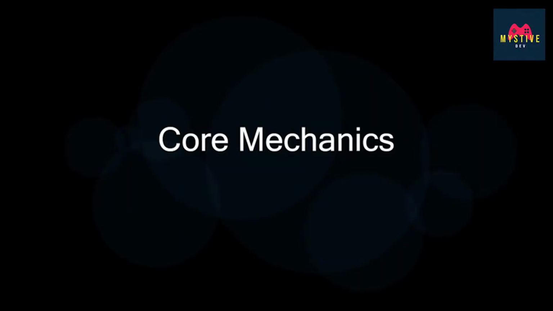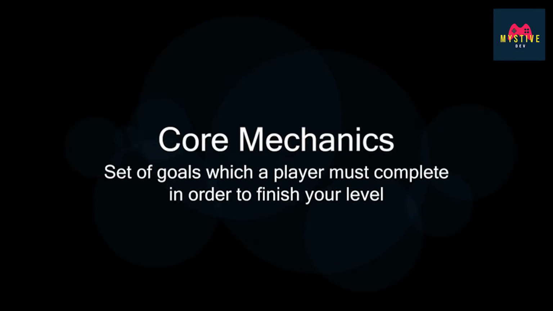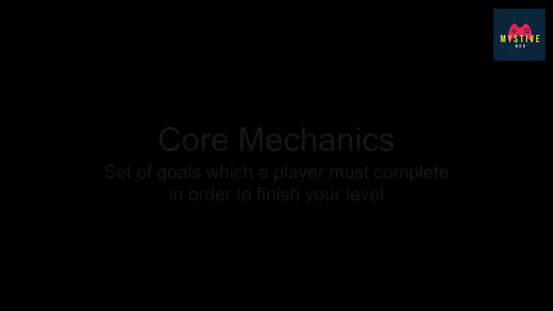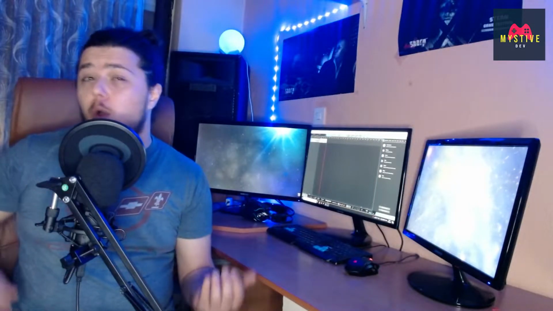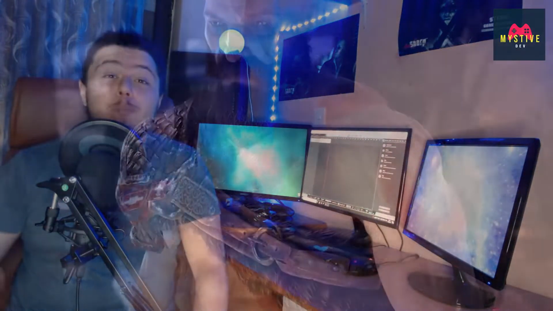The first thing we're going to talk about is your core mechanics. Core mechanics are a set of goals which a player must complete in order to finish your level. All games usually introduce those core mechanics at the beginning, in the first level, the tutorial level, and they introduce them either in direct or subtle ways. So it's very important for the player to know what the game expects him to do. And he needs to learn those core mechanics, which we'll go through how he can learn a little bit later in this video. But he needs to know how to play the game.